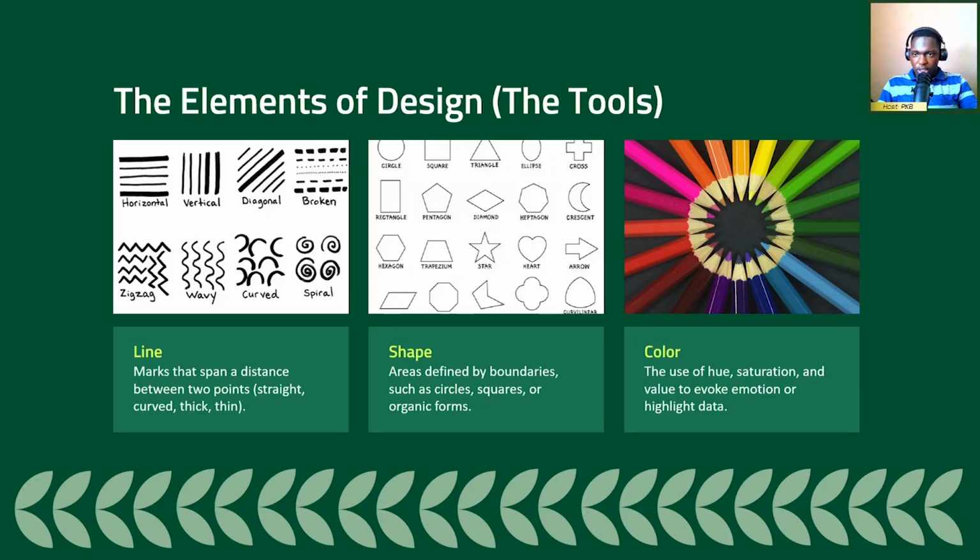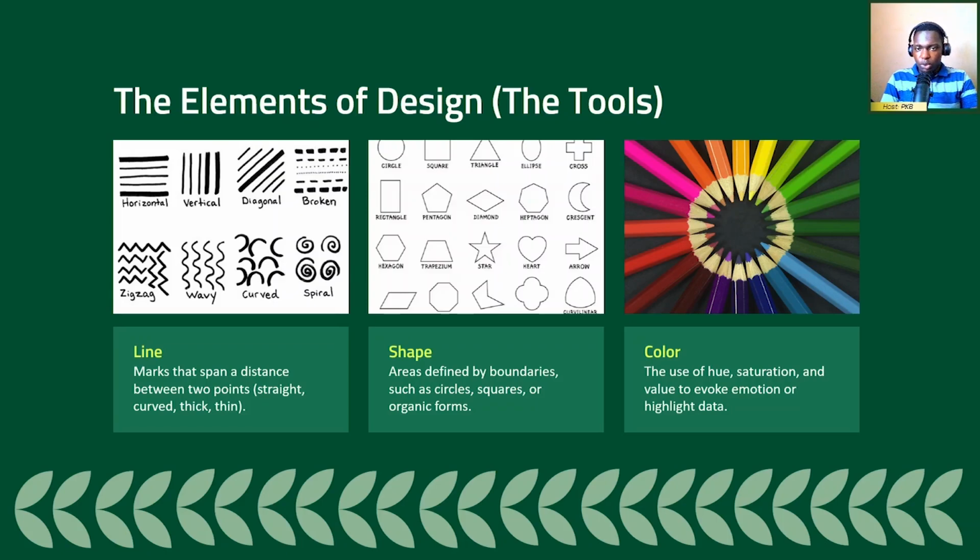Elements of design are basically the tools in design, or the things that make up a design. Some of the examples we're going to look at is line. Here we see that lines are marks that span a distance between 2 points, and they can be straight, curved, thick, or thin. Lines are the most used element inside of graphic design. We use lines a lot in design.